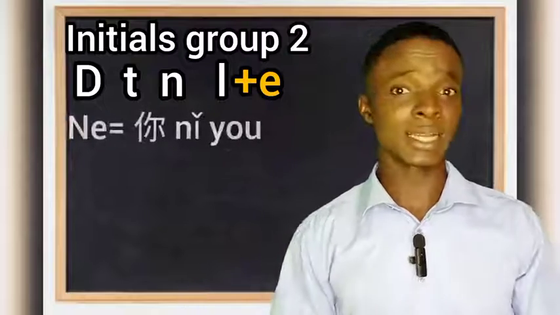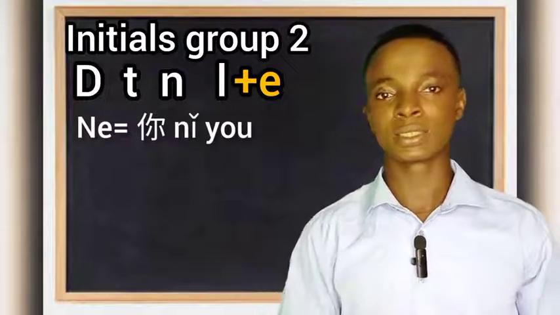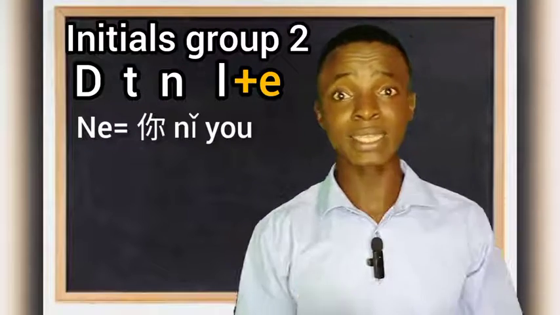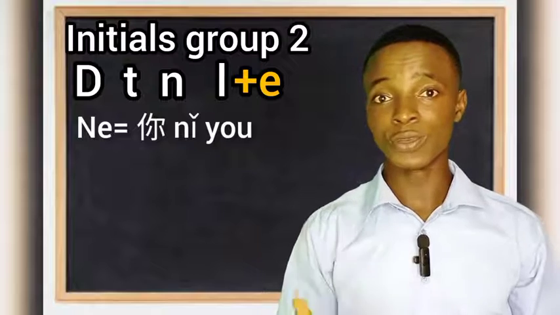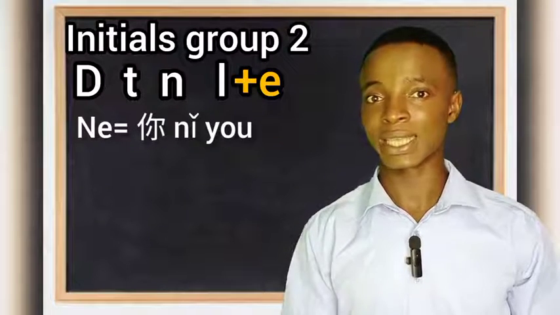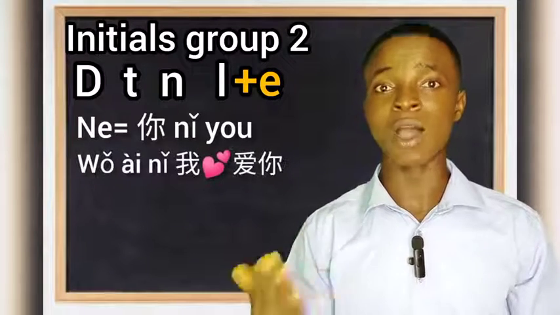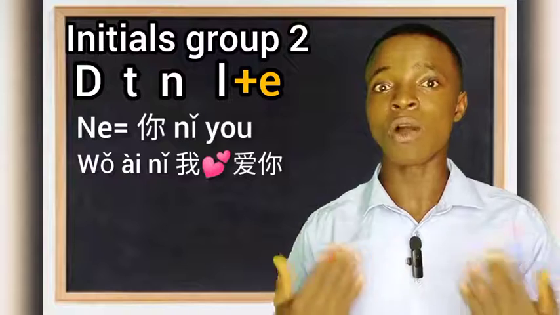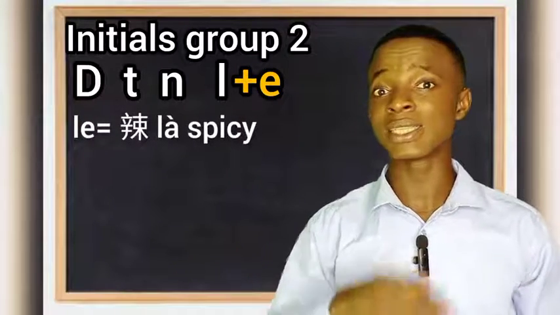The third one in Chinese is ne, ne, just like the letter n in the English language. Ne, ne. You in Chinese is 你, 你. For example, I love you. 我爱你, 我爱你.